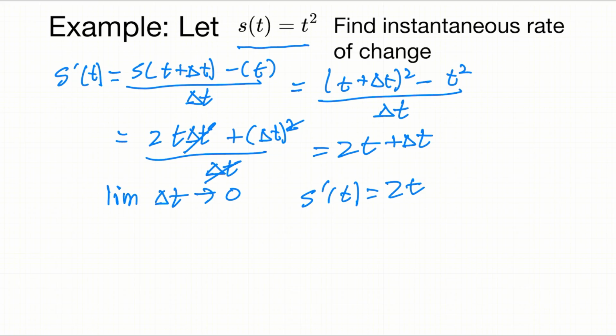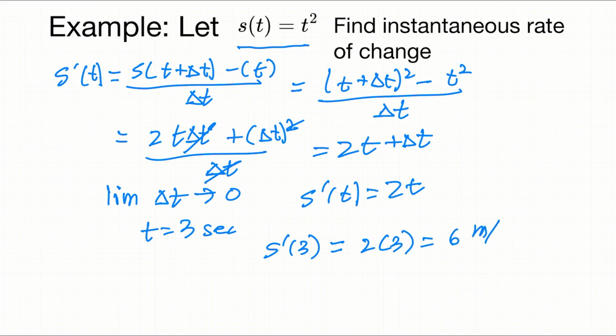So if we want to know, in this example, let's just let t equal 3 seconds. Let's see what that's evaluated at. So the derivative, or the rate of change, evaluated at t equal to 3 is just 2 times 3, and that's going to be 6 meters per second. That's at a particular point, when our position is changing as a square of the time.